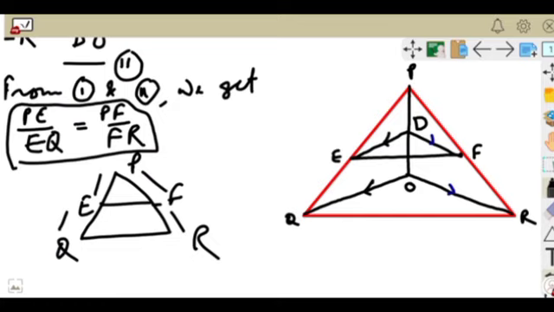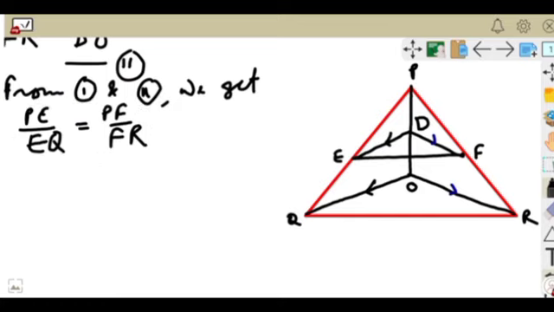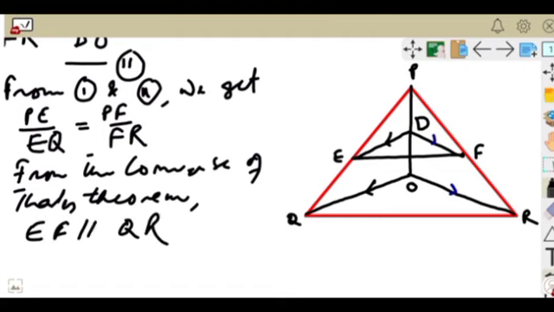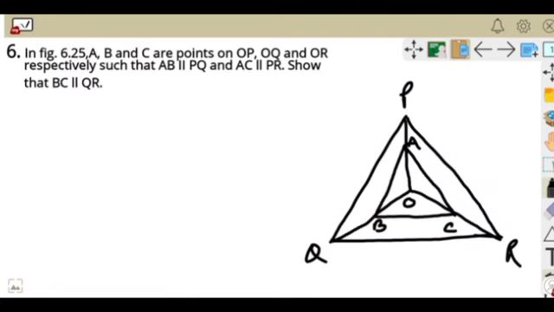So how we're going to give the reason here? From the converse of Thales theorem, what I can write? I can write EF is parallel to QR. Hence, proof. We have question number 6.